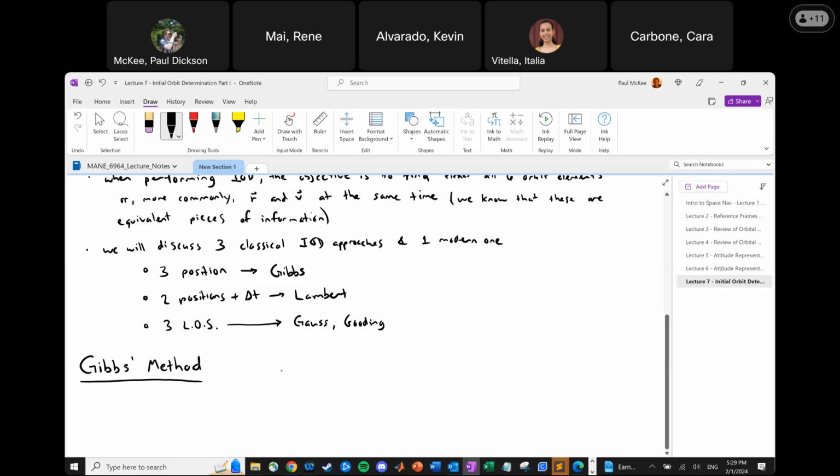I have a quick question. What does the more modern method use? The more modern method is Gooding, which is also three line of sight measurements. So it's not so much that we're using different observables, although there are even more modern methods from the 2010s that use different observables besides position, line of sight, and time. There's one that's less than three years old that uses only heading measurements. We can talk about that too. So this is still an active area of research, but the classical, the people from the 1700s and 1800s, are the main solutions that you'll learn about.